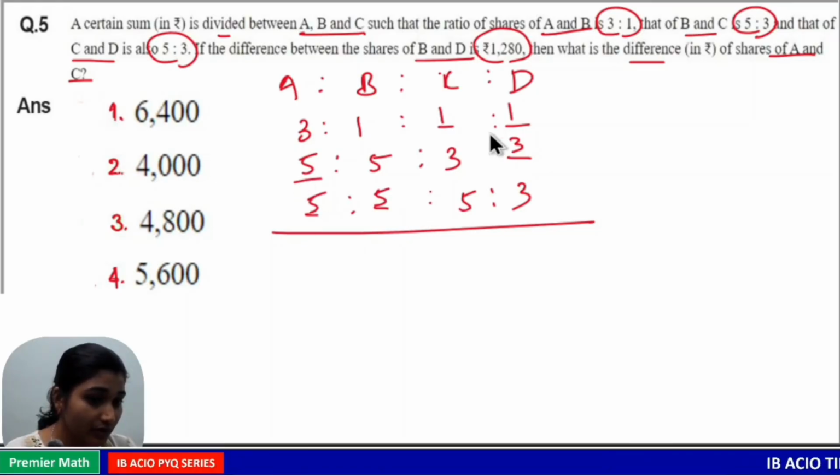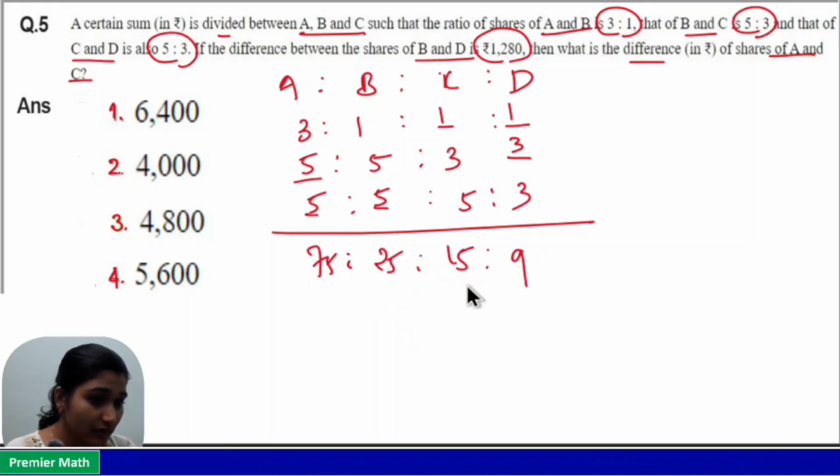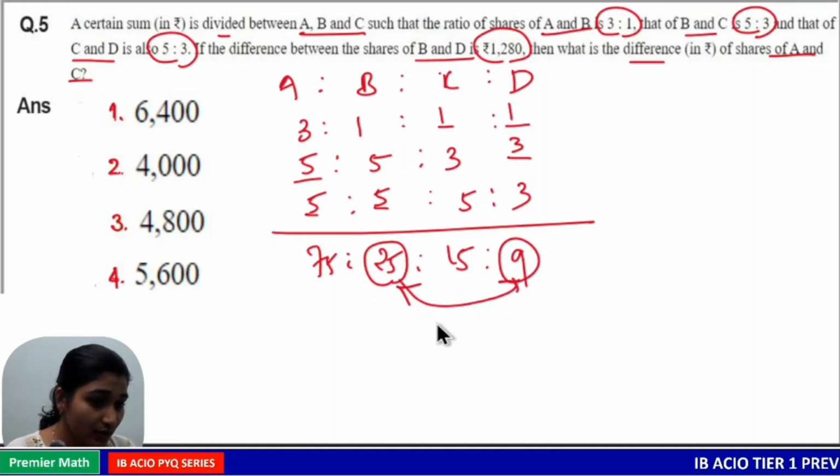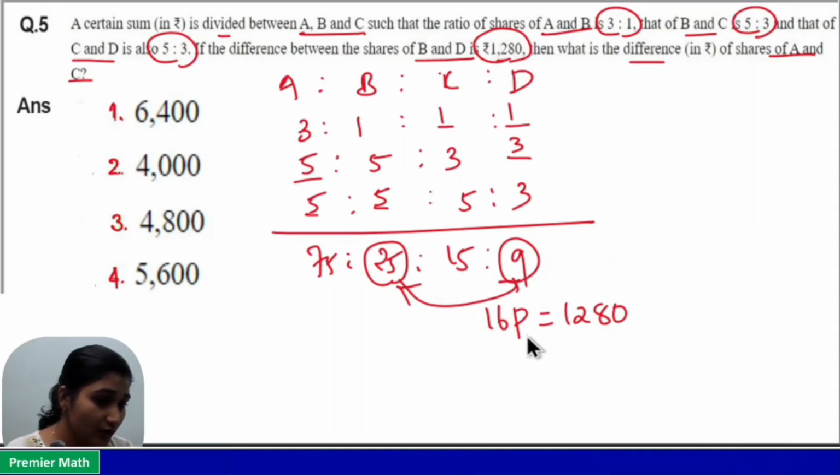Now multiply together, no common value. 25 into 3, 75. Here 25. Here 15. And here 9. Now the difference between B and D. B and D means the difference between 25 and 9 is equal to 16 parts. And 16 parts is given as 1280 in the question. That is, the difference in ratio, 16 parts, is equal to the actual difference 1280.